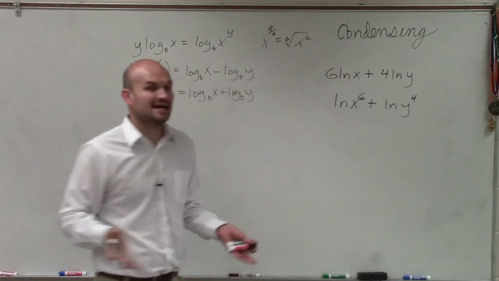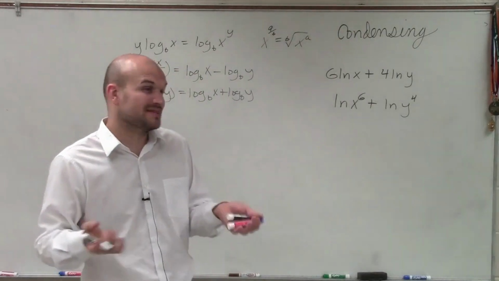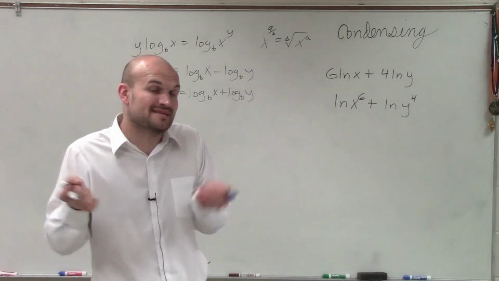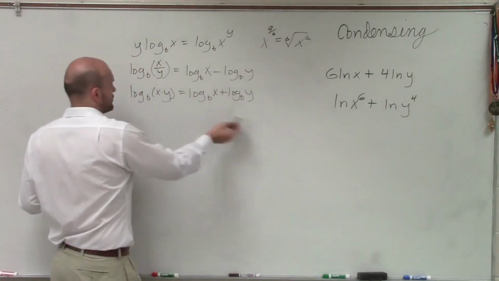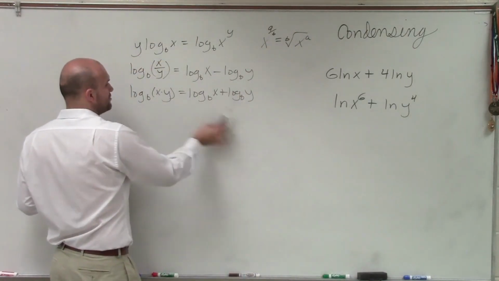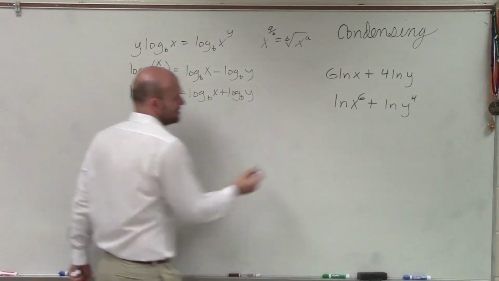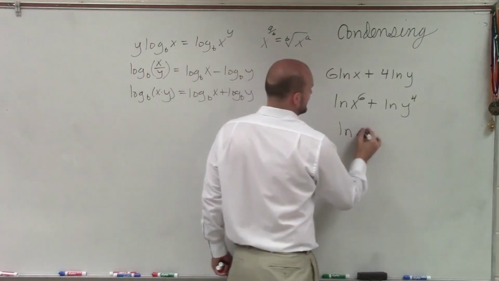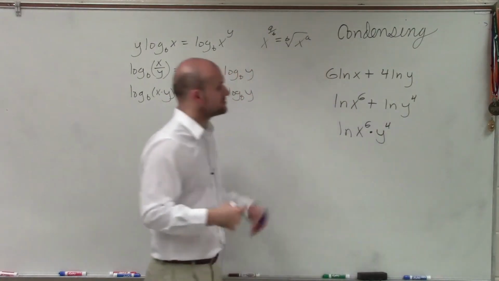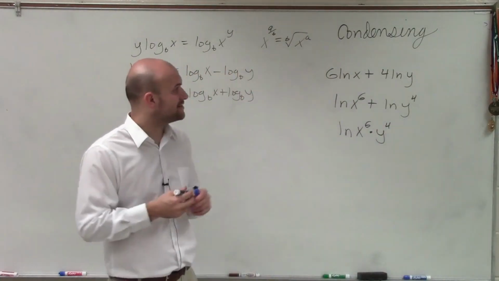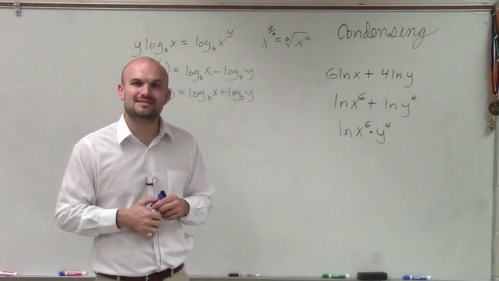Now that I have it in this case, we understand that if I'm taking two logarithms with the same base, since these are natural logarithms, they have the base e, I can rewrite this as one single logarithm, not just the addition of two, but one single logarithm of the product. So I can rewrite this as ln of x to the 6th times y to the 4th. So there you go, ladies and gentlemen. That is how you condense your logarithms to one single quantity.